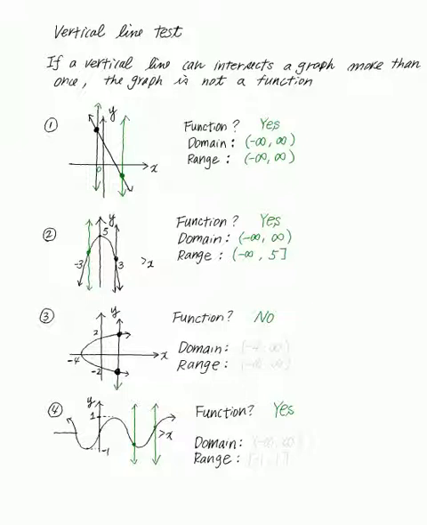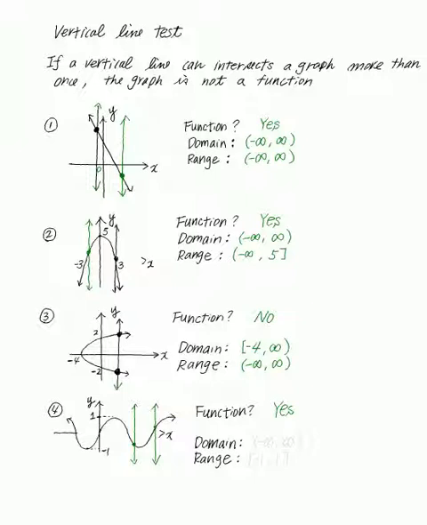Next example. The domain in this case is limited. The smallest domain value I can get is actually negative 4. However, in the positive x direction, I can go off to infinity. The range value, there's no boundaries. Negative infinity to infinity.